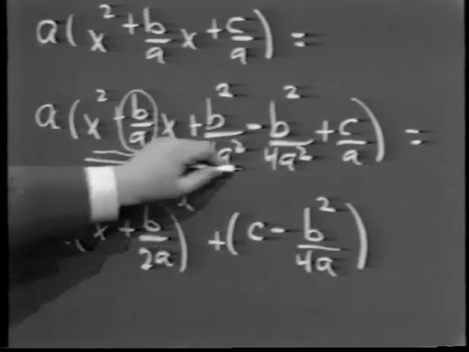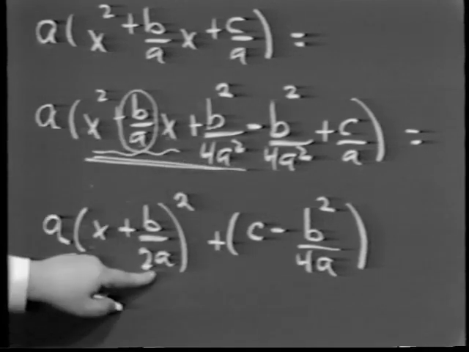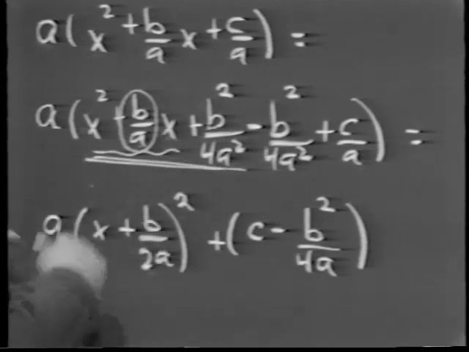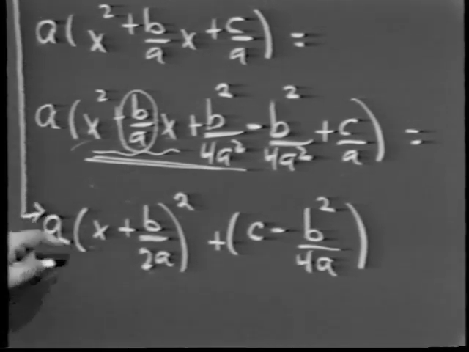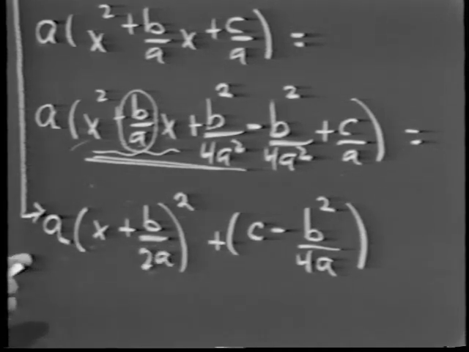In other words, recognizing that this is x plus b over 2a, squared, and multiplying these two terms through by a, I wind up with the fact that ax squared plus bx plus c can always be written in this particular form. This is called completing the square.